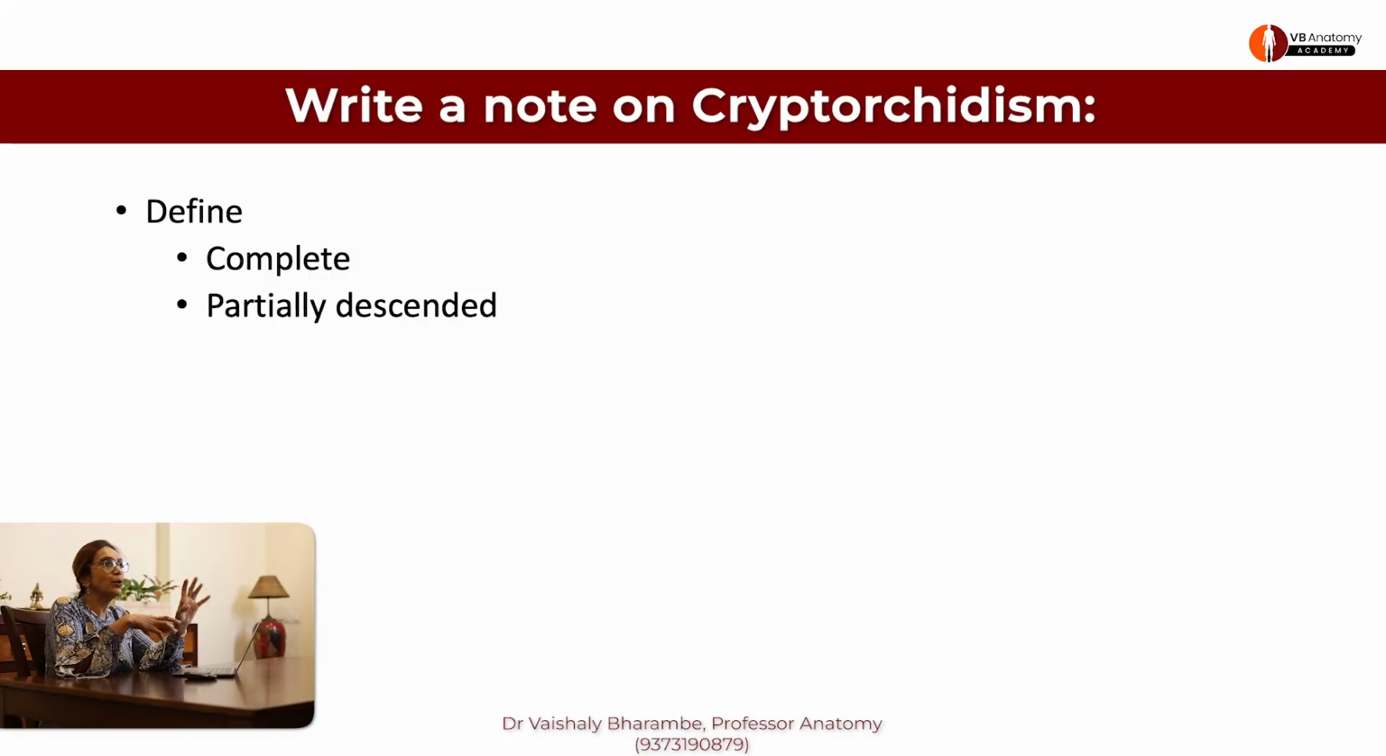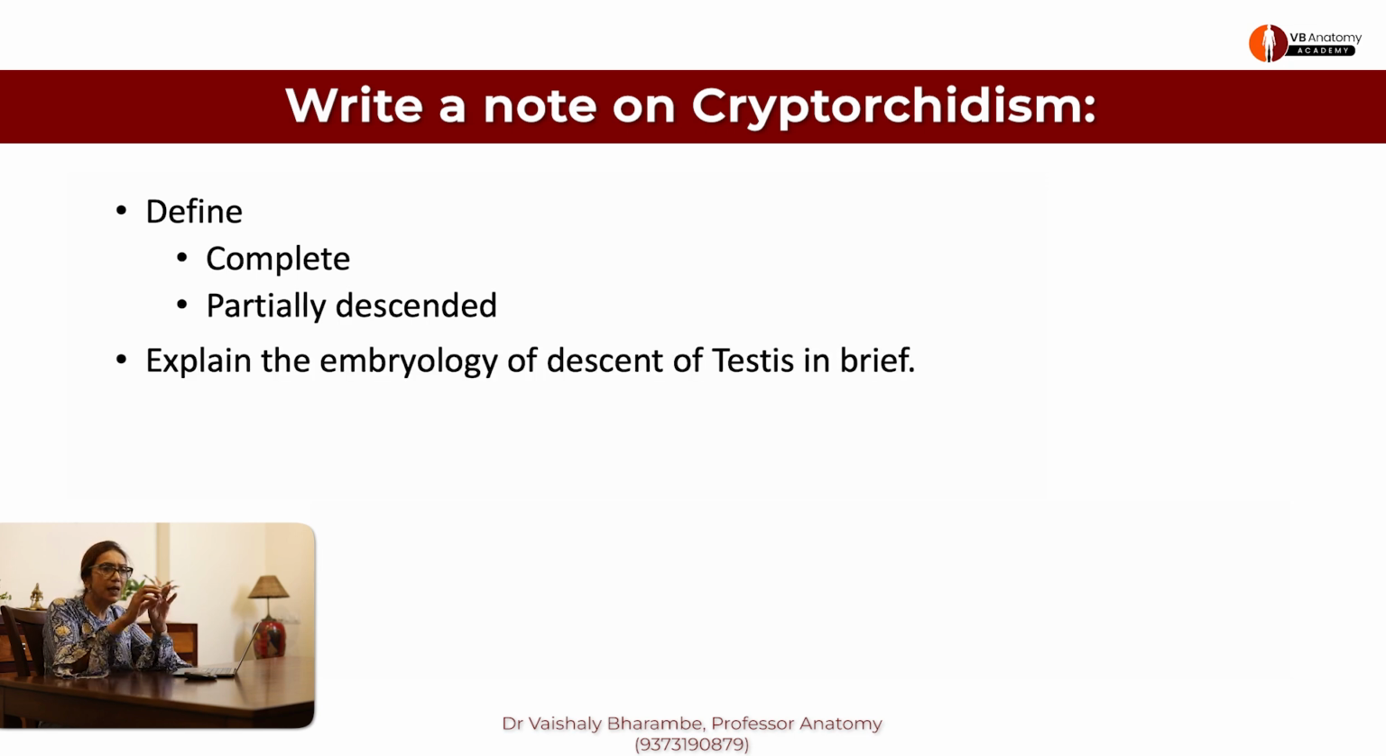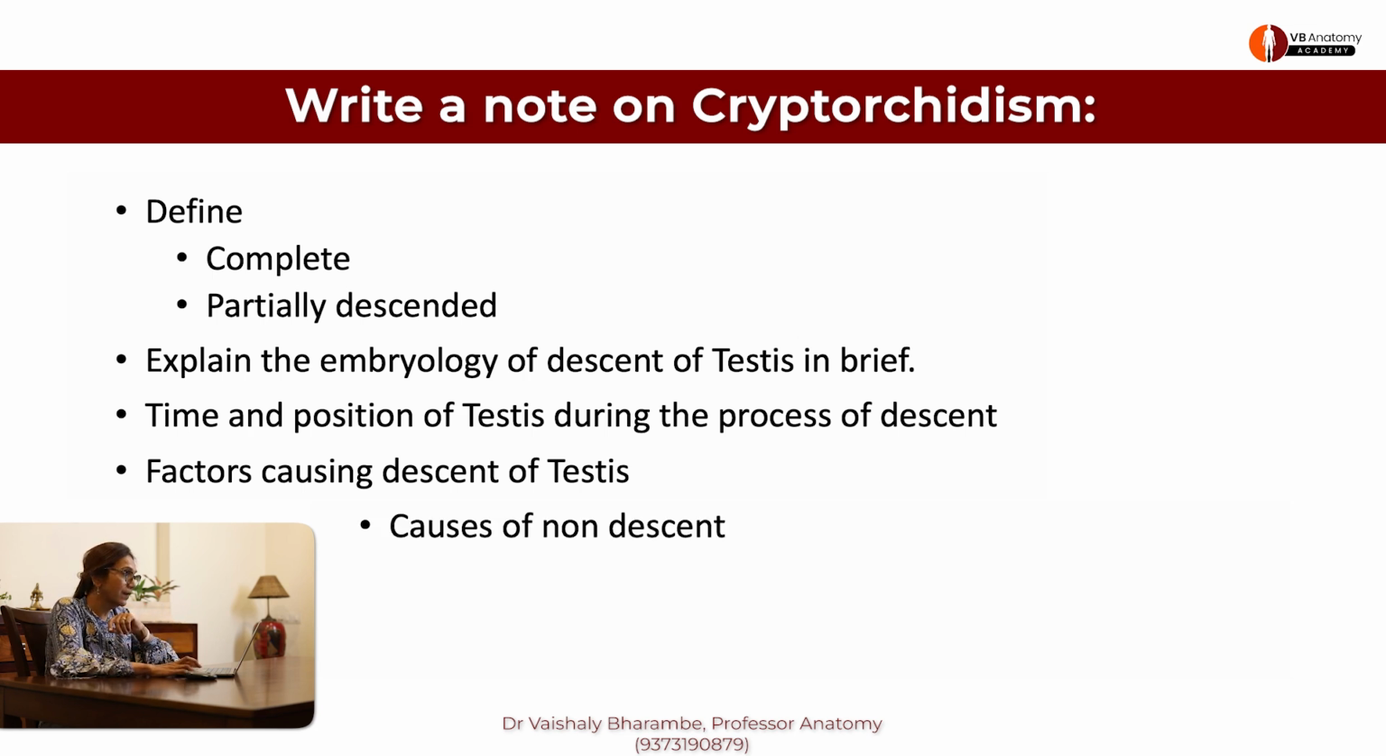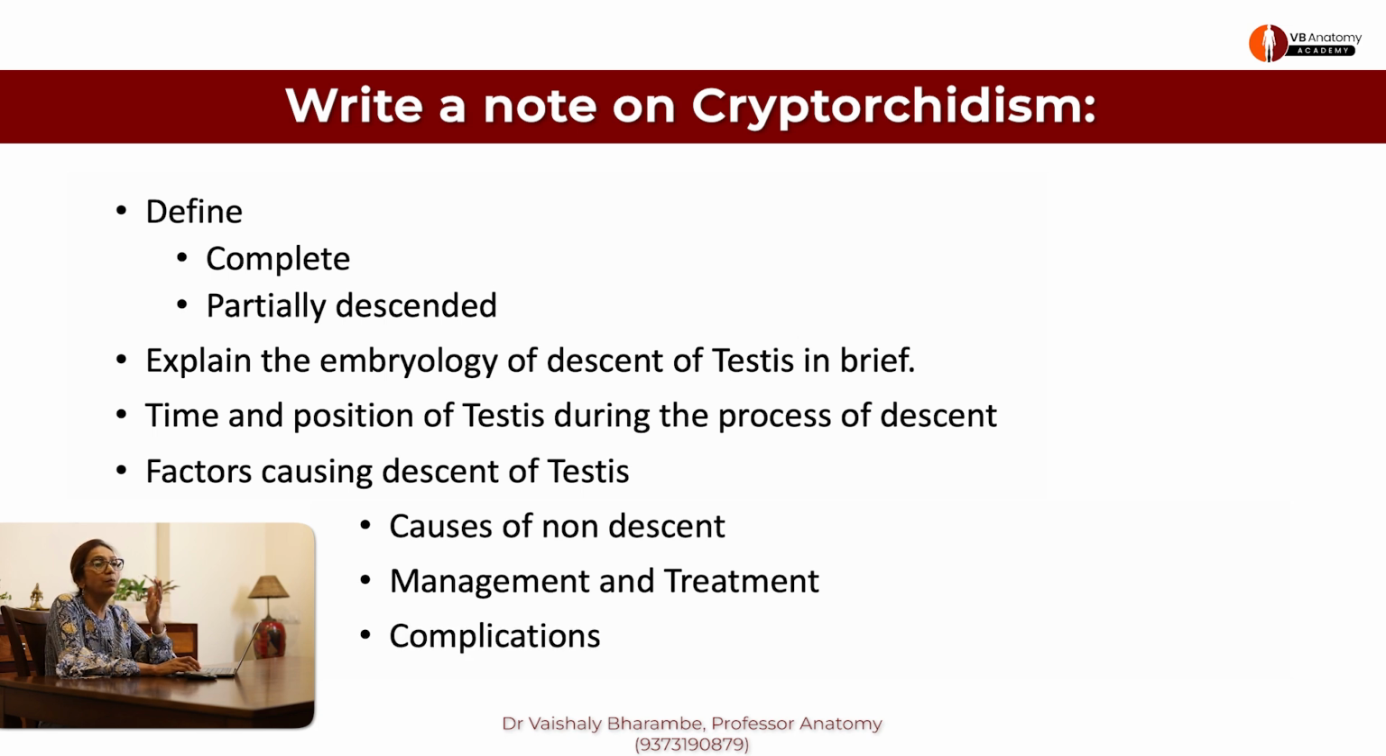So what we do is, first, define what is cryptorchidism, talk about complete and incomplete descent of testes. Now you explain the embryology of descent in brief, but you must be able to explain the descent of testes. Now talk about timeline of descent. Where is the testis in the 4th month, in the 7th month, and exactly when does it descend? Now talk about factors in the body that promote descent of testes. Talk about what are the causes that prevent testicular descent. You must have that visual idea. Okay? Then management and treatment, how will you treat it? And what are the possible complications if you do not catch the condition in time?